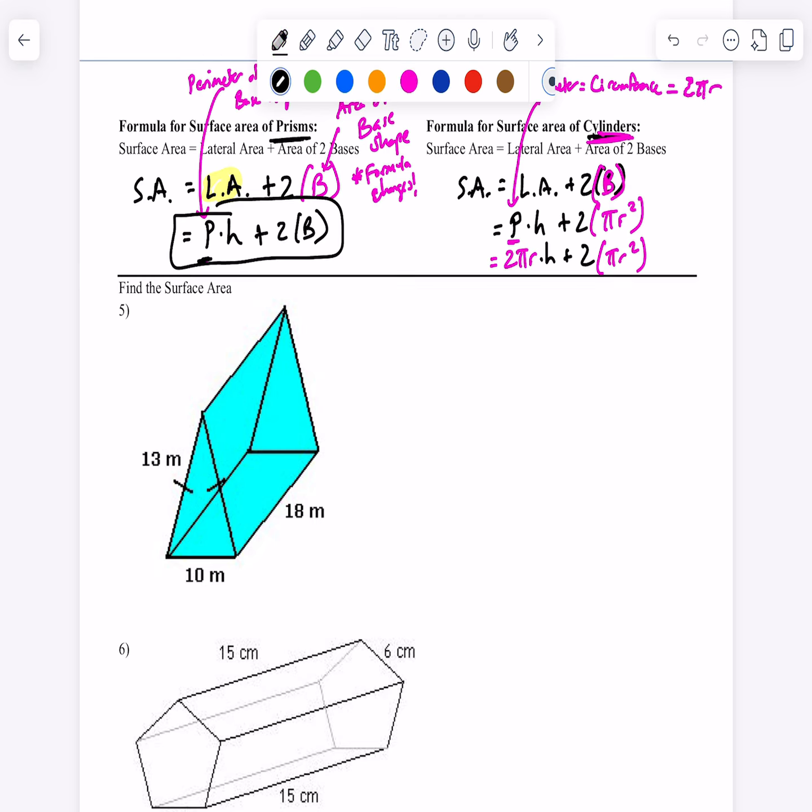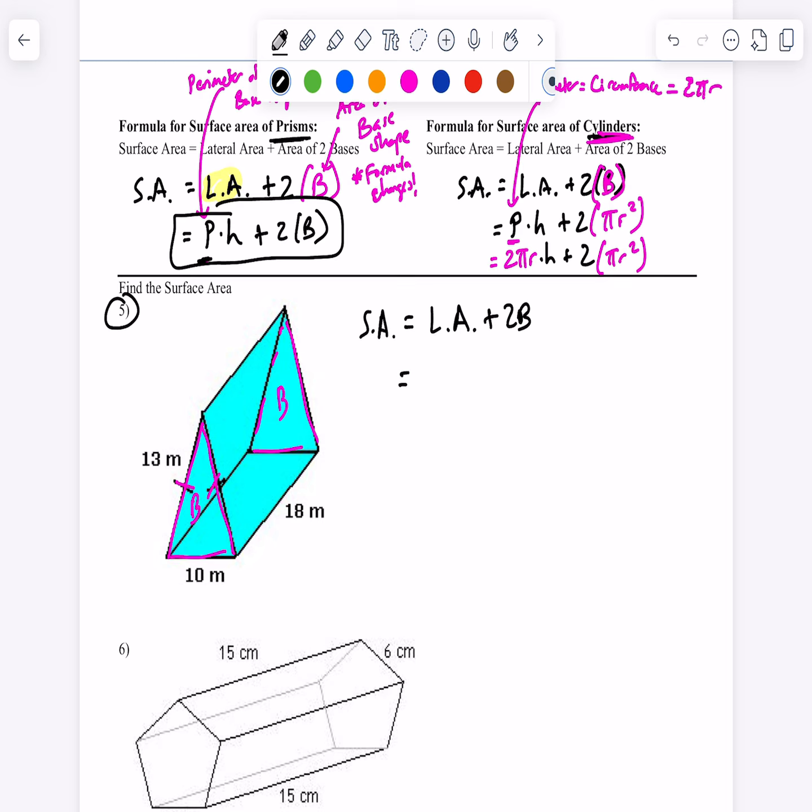So again, this is a triangular prism for number 5. Our surface area equals the lateral area plus the two bases. Again, our bases are this triangle here and this triangle back here. This is our big B. We're not going to draw a net.